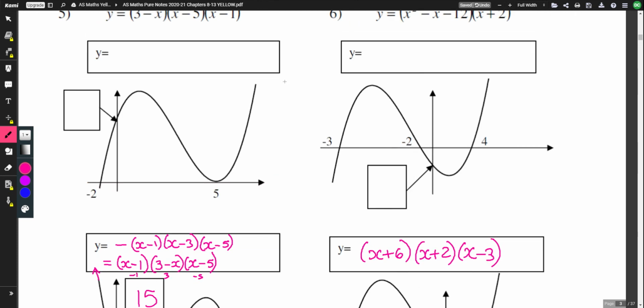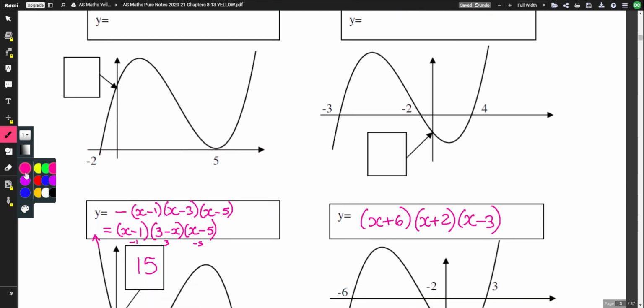I'm going to do a similar thing working backwards for these two as well. I'll do the one on the right first. So it's a positive cubic. And it goes to the x-axis at -3. So that'll give me a bracket of x plus 3. And then a bracket of x plus 2, because it goes to the x-axis at -2. And then x take 4.